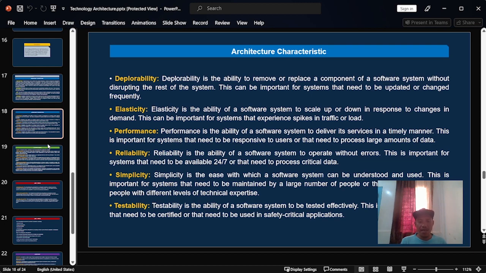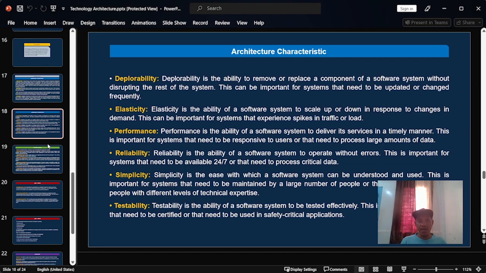Testability is the ability of a software system to be tested effectively. The system should be such that you can test it, if this system is effective to your organization. This is important for systems that need to be certified or to be used in a safety critical application. So dapat natitest siya. Kaya minsan may mga system na you need to be free in 1 month or 1 year or 2 months. So ganun yun how to architect the system.